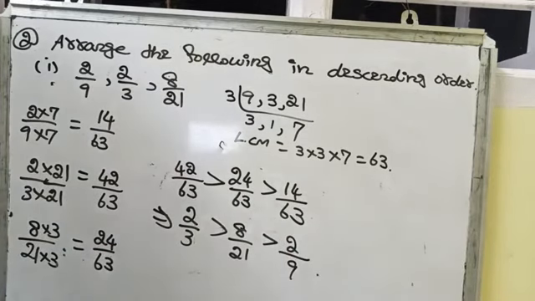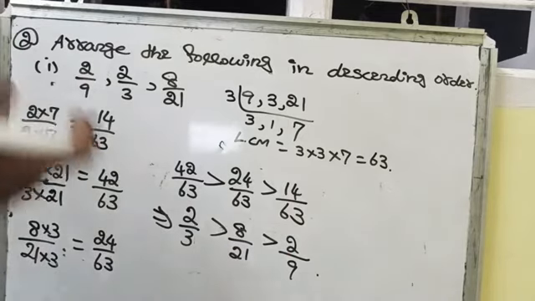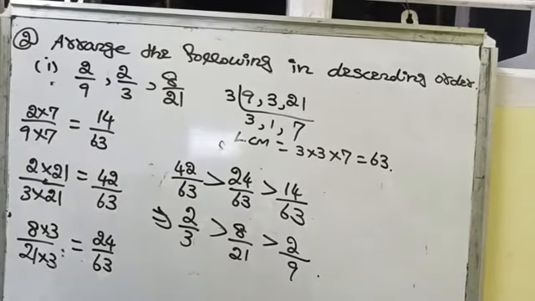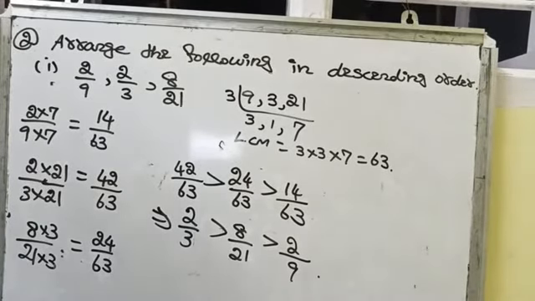So we completed the question. They asked us to arrange the given numbers in descending order, and we arranged them in descending order. Shall we move to the next question? In the second part, 1 by 5, 3 by 7, 7 by 10. You can do it on your own. Arrange the following in descending order.